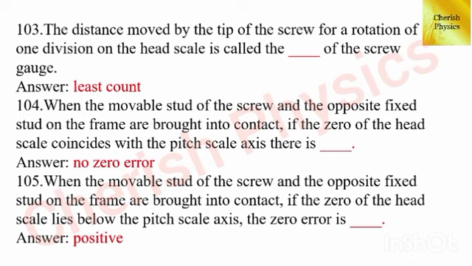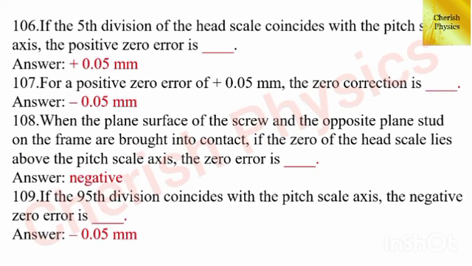When the movable stud of the screw and the opposite fixed stud on the frame are brought into contact, if the zero of the head scale lies below the pitch scale axis, the zero error is positive. If the fifth division of the head scale coincides with the pitch scale axis, the positive zero error is plus 0.05 millimeter. For a positive zero error of plus 0.05 millimeter, the zero correction is minus 0.05 millimeter.